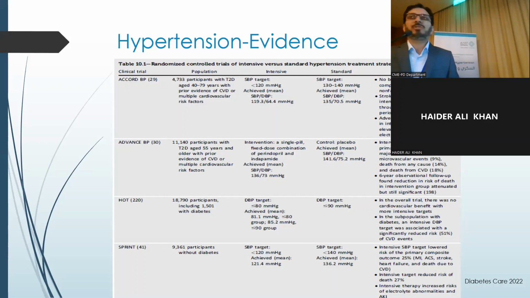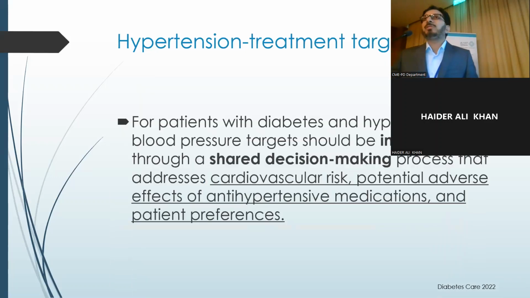The SPRINT trial, the much talked about trial these days, was one of the recent trials which showed that intensive treatment of systolic blood pressure to less than 120 resulted in a 25% reduction of the primary composite endpoint and reduced the risk of death by 27%. But in the SPRINT trial, diabetic patients were excluded, so how it translates to a diabetic patient is not clear. So the recommendation for treating hypertension in diabetic patients is that these patients should be individualized.